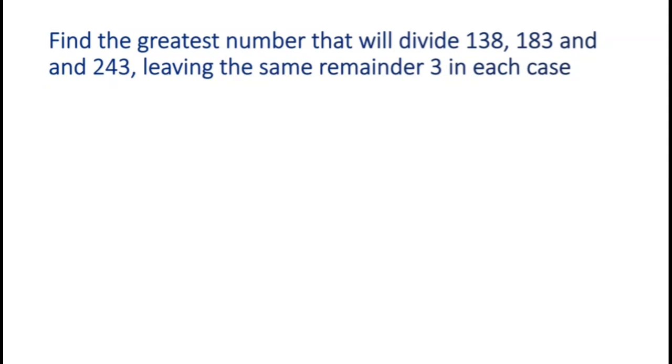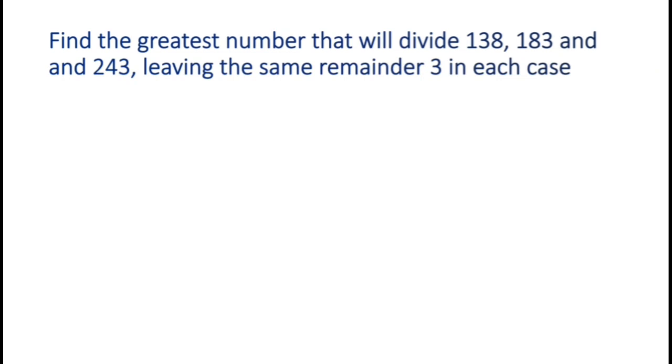The next problem. Find the greatest number that will divide 138, 183 and 243, leaving the same remainder 3 in each case. Greatest number, which is nothing but we need to find the HCF. But here the another point is leaving the same remainder 3 in each case. What should we do? We need to subtract 3 from all these numbers. Then we will get the required numbers for which we need to find the HCF.